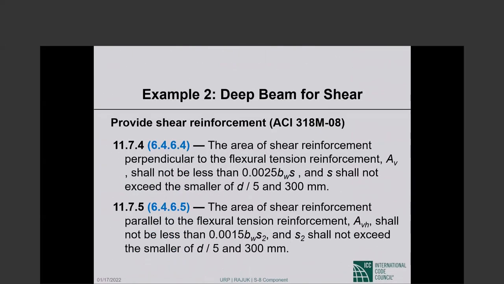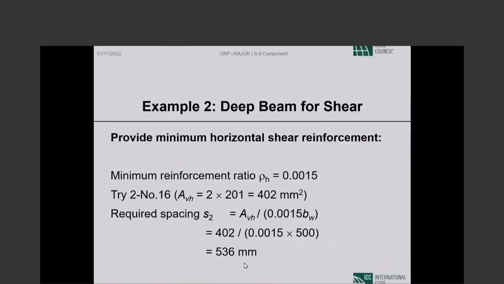So the area of shear reinforcement perpendicular to flexural tension, A sub V, shall not be... I have taken you through all of that. So the vertical shear reinforcement minimum is 0.25%, maximum spacing is 1/5 of d or 300 millimeters, whichever is less. The horizontal shear reinforcement minimum is 0.15%. The spacing is d over 5 or 300 millimeters, whichever is less.